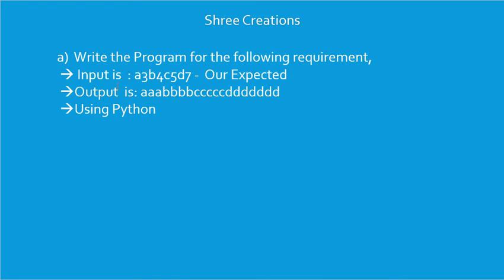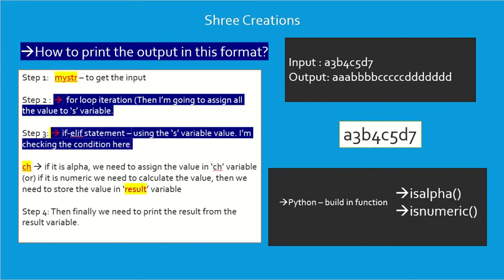Here I'm having the input like A3, B4, C5, D7. Our expected output is AA, BB, CC, DD. In this format, we need to get the output. Using Python, how to print the output in this format, we'll see that.